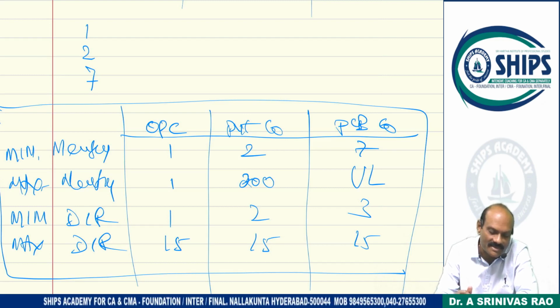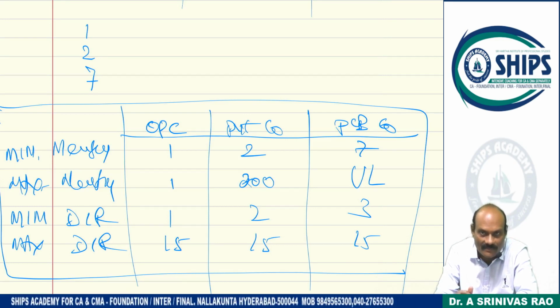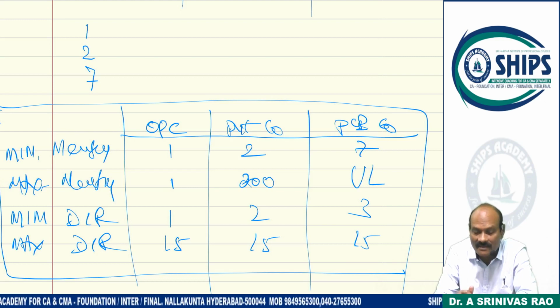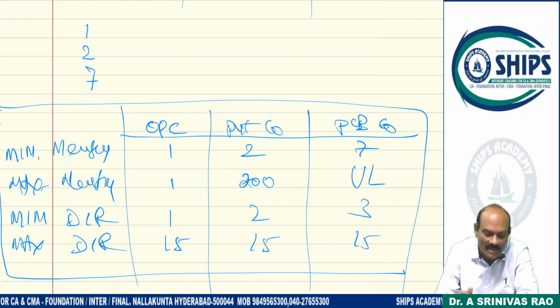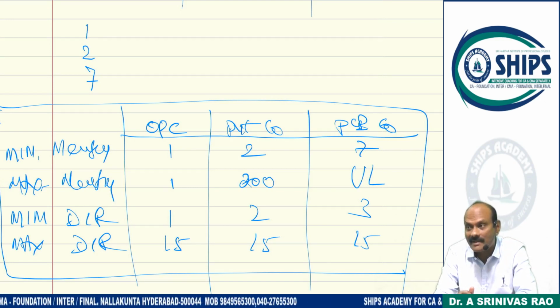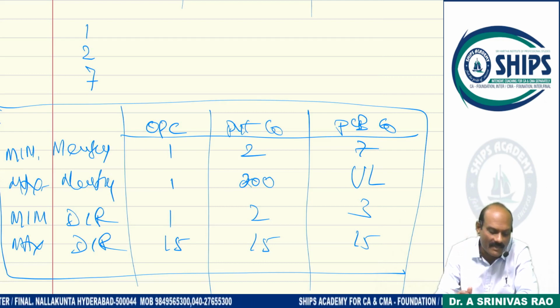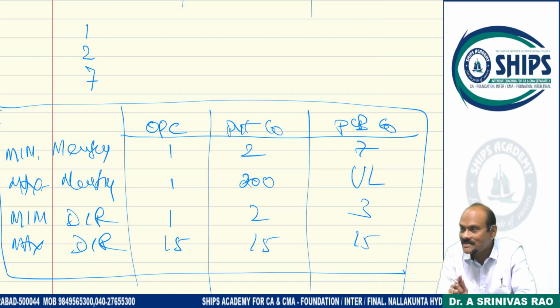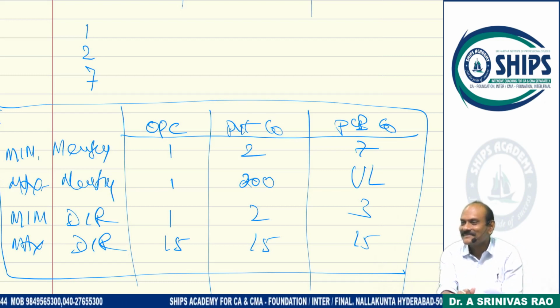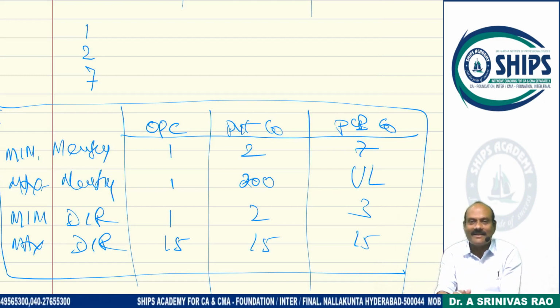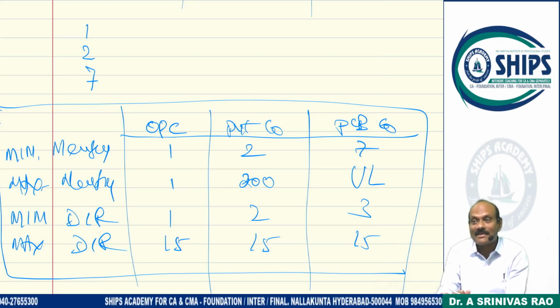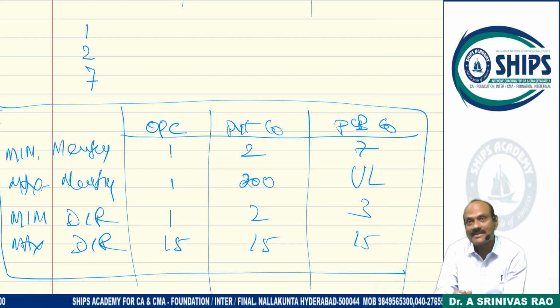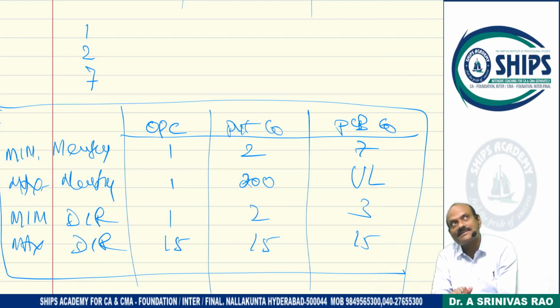Minimum number of members: OPC 1, private company 2, public company 7. Maximum number of members: 1, 200, and unlimited. There is no limit on the number of members in case of a public company. Minimum directors in case of OPC 1, private company 2, public company 3. Here only students will write 7. That's why the examiner will deliberately ask the minimum number of directors in a public company. Students will think like this.